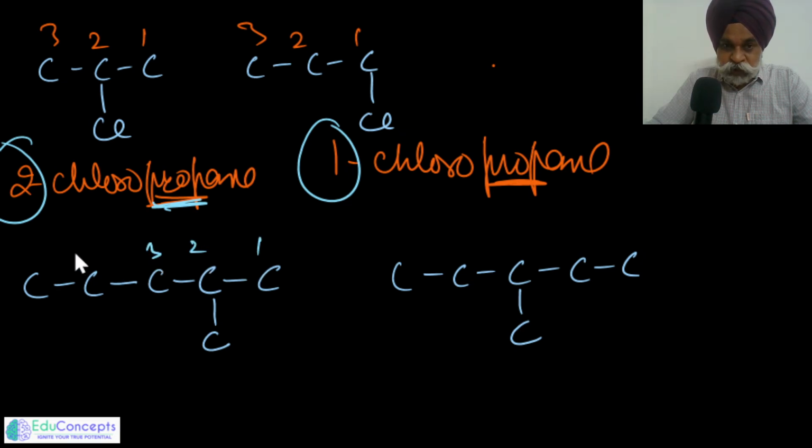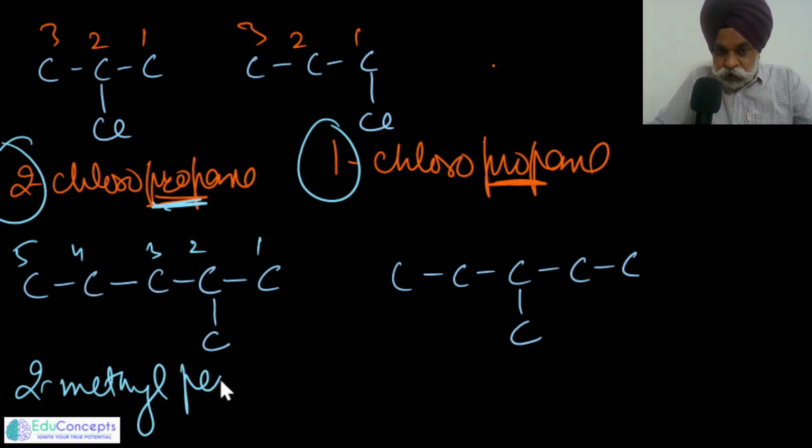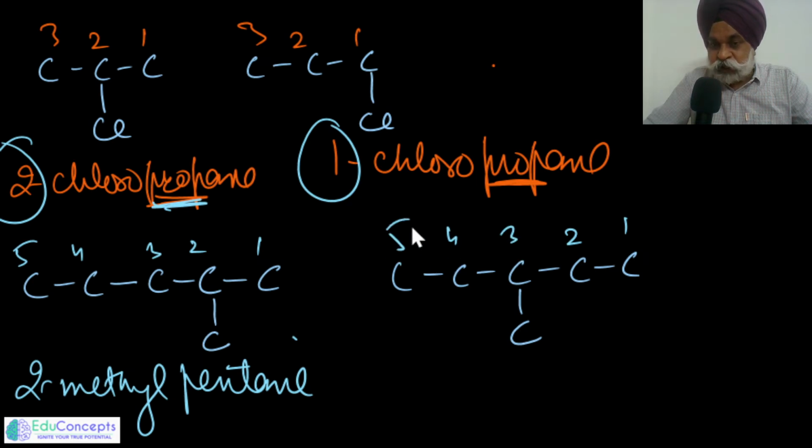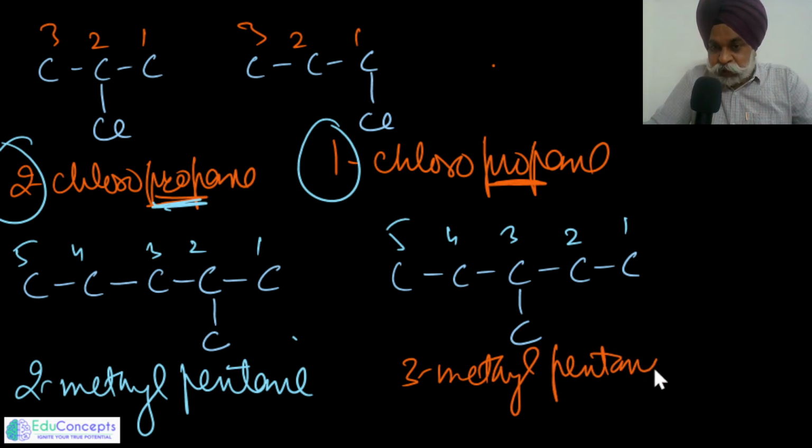Similarly, 1, 2, 3, 4, 5. If I say this is 2-methylpentane, and this is 1, 2, 3, 4, 5, this would become 3-methylpentane. Then these would be said to be position isomers to each other because the substituent position got changed.